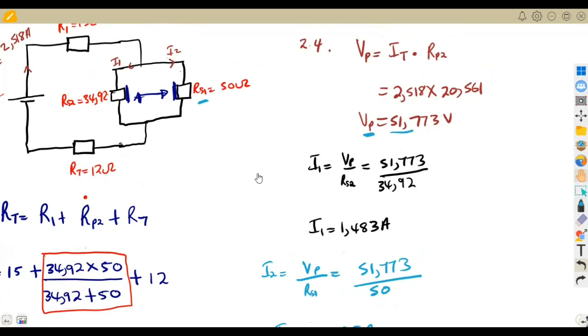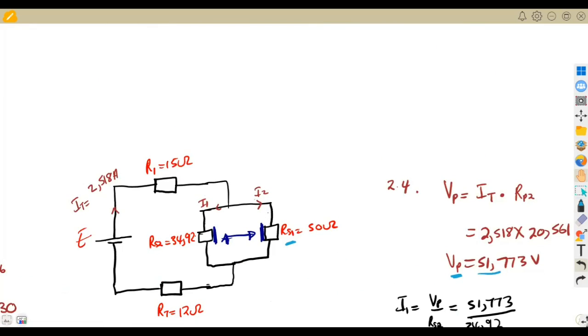But instead of calculating the voltage for the parallel and then dividing, what else can we apply? We can simply apply the current divider rule concept. So we could have worked this question 2.4 in this way, using the current divider rule.